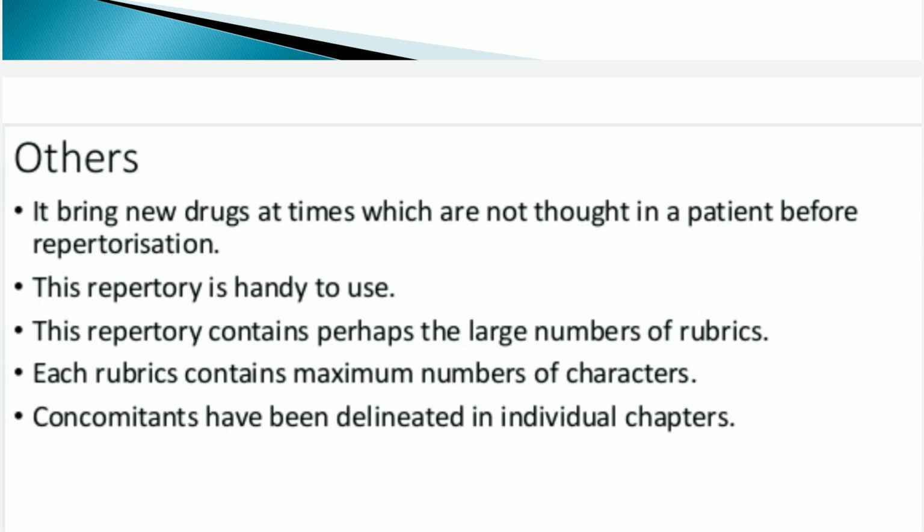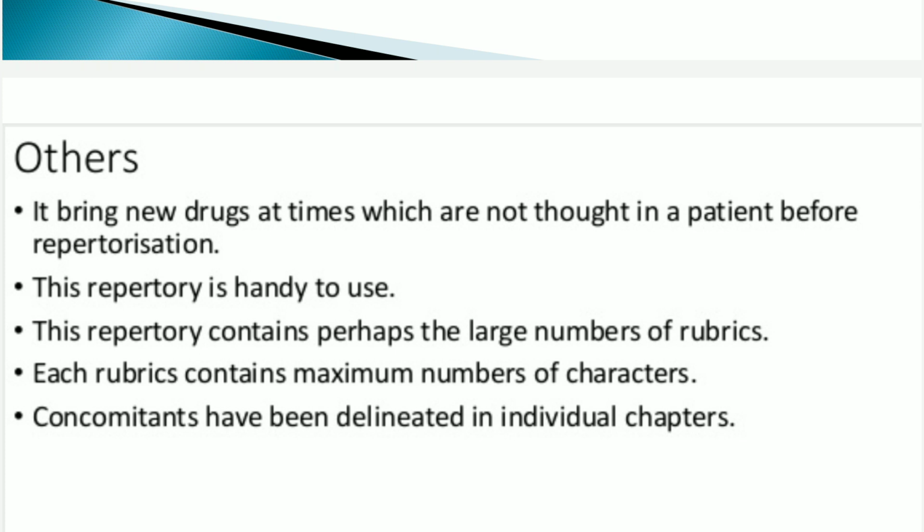Then there is a proper arrangement for the rubrics, then proper arrangements for the sub rubrics. Under each rubric, it was given the sites, then time, then modality, extension, as well as concomitants. They are also given in many chapters. So in this way, these are the scopes of Kent repertory.